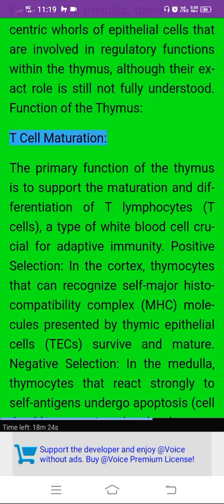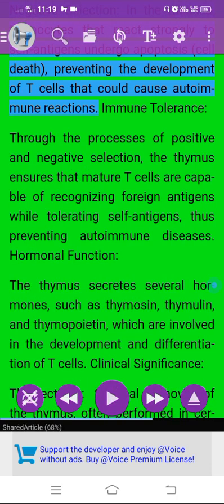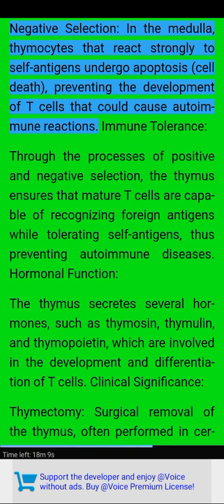Function of the thymus. T cell maturation. The primary function of the thymus is to support the maturation and differentiation of T lymphocytes, T cells, a type of white blood cell crucial for adaptive immunity. Positive selection. In the cortex, thymocytes that can recognize self-major histocompatibility complex, MHC, molecules presented by thymic epithelial cells, TECs, survive and mature. Negative selection. In the medulla, thymocytes that react strongly to self-antigens undergo apoptosis, cell death, preventing the development of T cells that could cause autoimmune reactions.